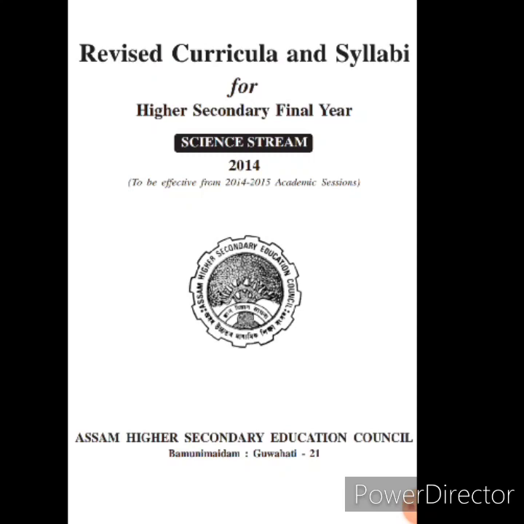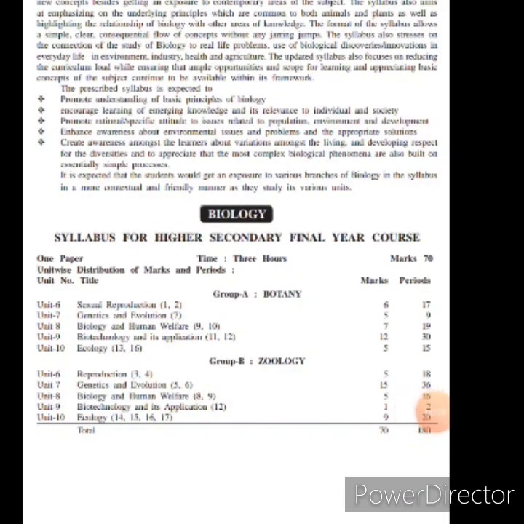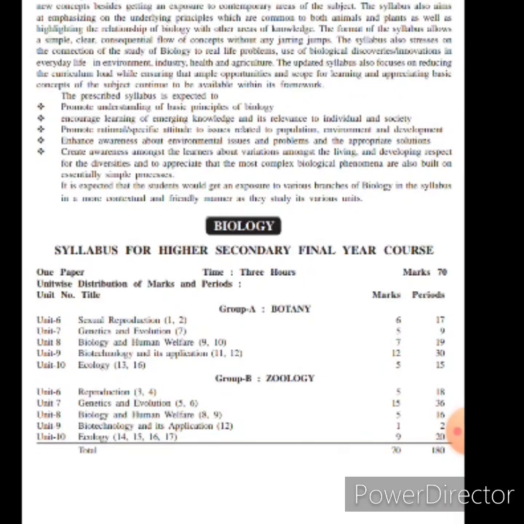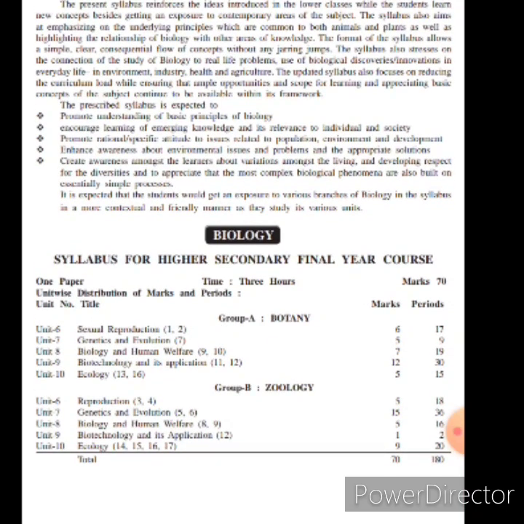So today I will be talking about your NCERT syllabus for class 12 biology. Your biology syllabus for class 12 has 6 units, and it starts from unit 6. Units 1 to 4 were in your first year syllabus, and in the second year it starts from unit 6. So your syllabus completely follows the rules and regulations of NCERT.